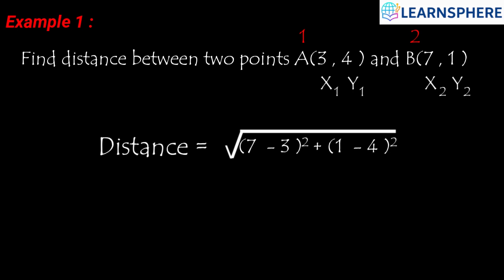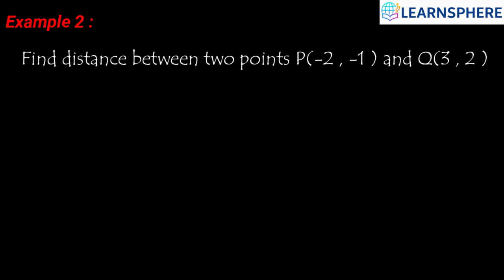Next, we can simply plug this into the calculator and we can find the value of 5 units as the answer for this question. Let's go on to example 2, where we have to find the distance between point P, which has a coordinate of (-2, -1), and Q, which has a coordinate of (3, 2).